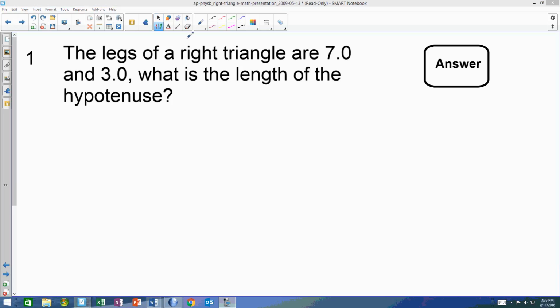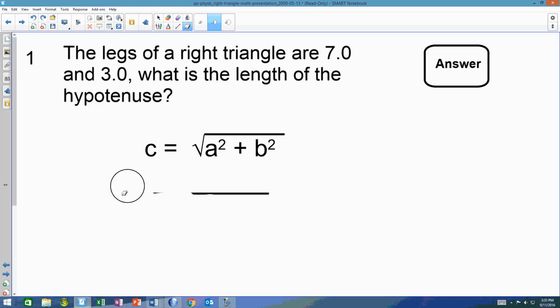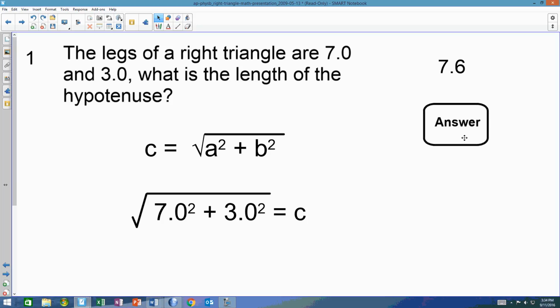Okay, so let's go ahead and take a look at the solution. We know that c is equal to the square root of a squared plus b squared. If we substitute in the two sides of the triangle, we end up with c is equal to the square root of 7.0 squared plus 3.0 squared. That gives us an answer of 7.6. If you had any trouble with this, just leave me a note in Edmodo.